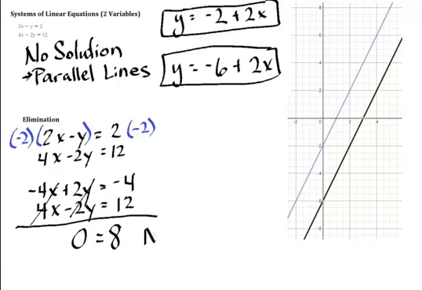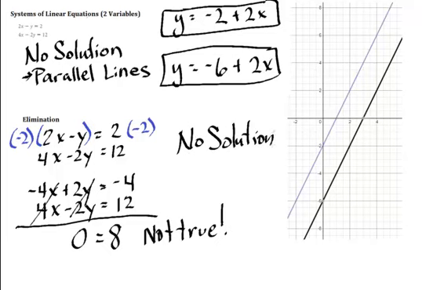Well, that's not true. When I end up with a not true statement, that means that there is no solution and the lines are parallel. So in either the elimination or the substitution method, if you go to solve it and you end up with some sort of statement that is not true, you would say, these are parallel lines. All right, now let's look at another strange case that might occur.